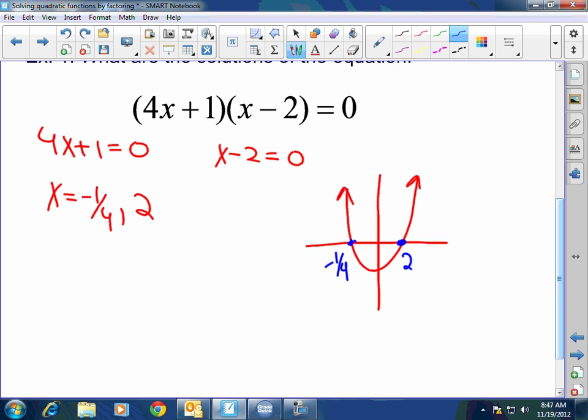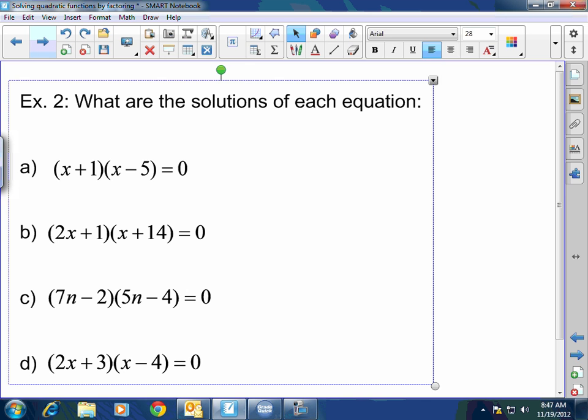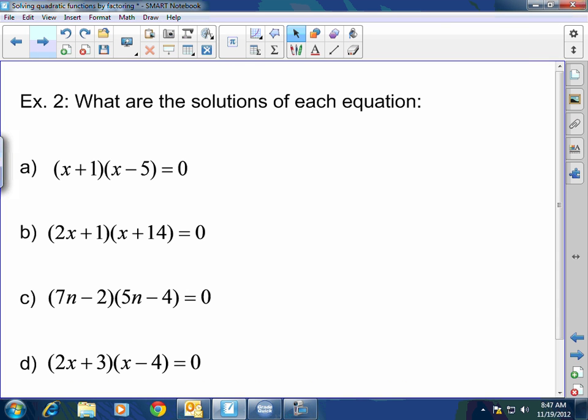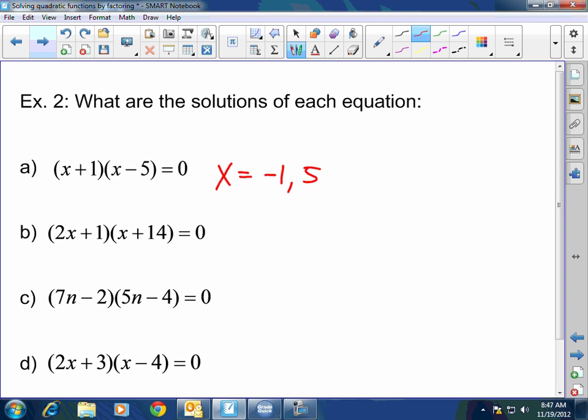Yes? Okay. Now, let's just practice a couple that they're already set up for us. Mickey Mouse time. Okay? What are the solutions of each equation? I'm going to do these a little bit in my head. I know you guys can hang with me. I got to set x + 1 equal to 0 and x - 5 equal to 0. So in this case, my x-intercepts will be -1 and 5. See? I know you can do it. For number b, I got to set 2x + 1 equal to 0 and x + 14 equal to 0. So my solutions would be -1/2 and -14. Thank you, guys.